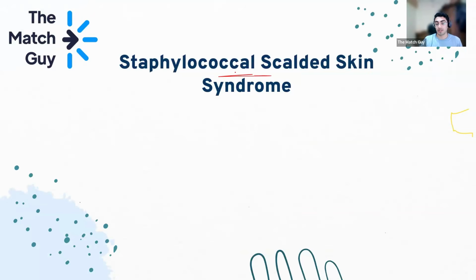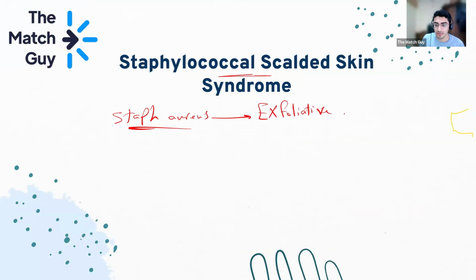All right, so now let's talk about staphylococcal scalded skin syndrome. So what is the cause of the blisters in staphylococcal scalded skin syndrome? It's caused by a Staph aureus infection. This Staph aureus will make a toxin called exfoliative toxin. Okay, from its name, exfoliative toxin, it will cause exfoliation of the skin. So it will cause separation of the epidermis at the stratum corneum.